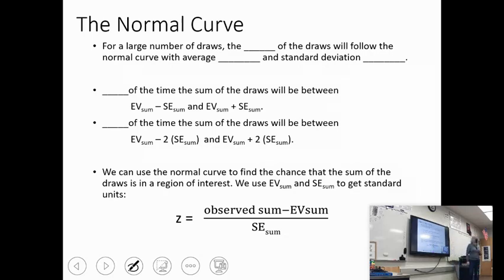Okay, so with the normal curve, everything always comes back to the normal curve, right? I told you guys it's magic. So if we take a large number of draws, we keep drawing from this box, the sum of the draws will follow the normal curve with average EV sum and standard deviation SE sum, which we've talked about.